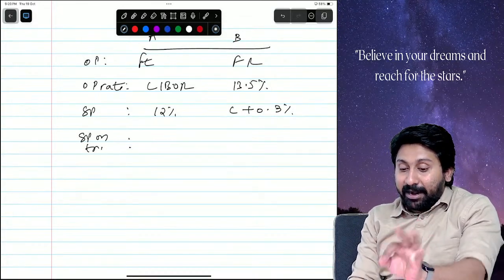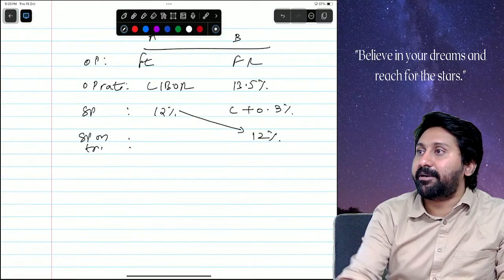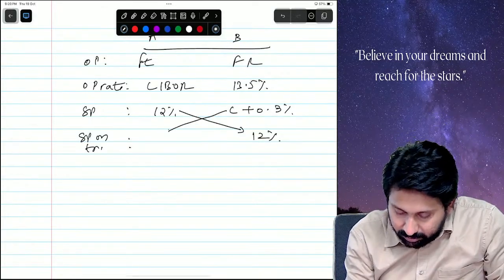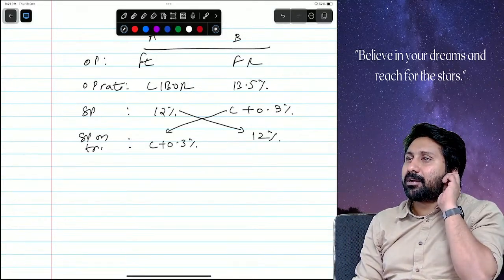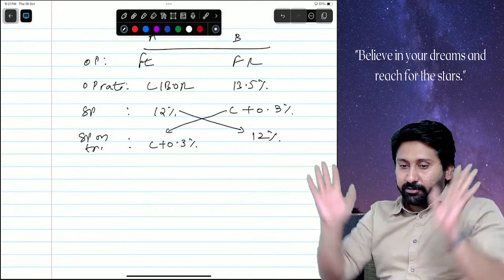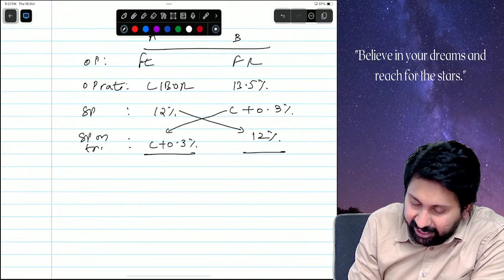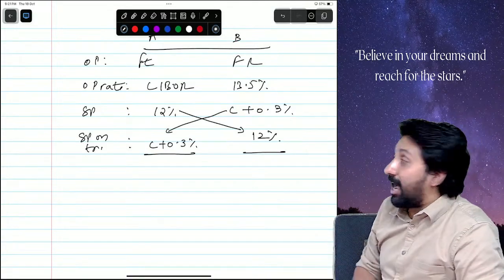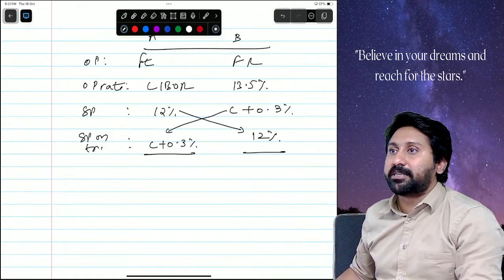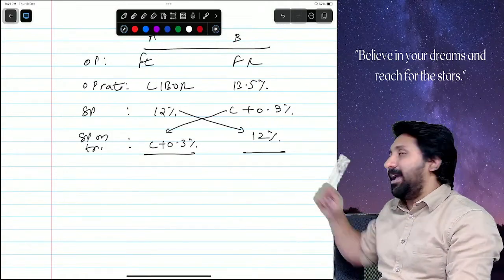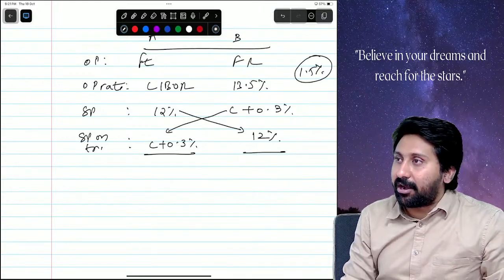But swap position on transformation. Really, 12 will be paid by B or 12 will be paid by A? This is called shifting of liability. LIBOR plus 0.3. Up to here, understood or not? Tell me, answer my question. How much is the gain made by B? It has to pay 13.5, but it is paying only how much? That means 1.5% gain or not?